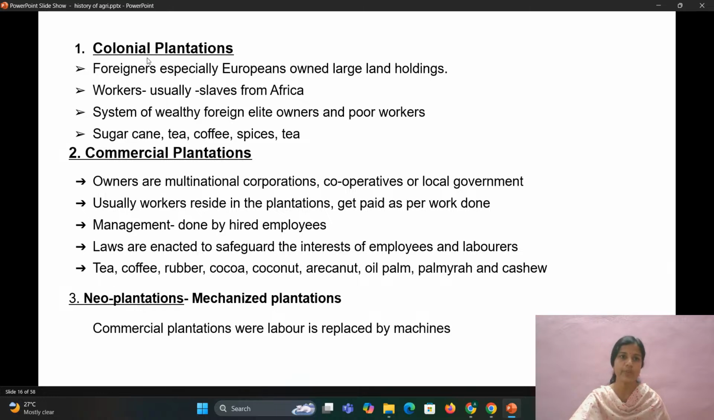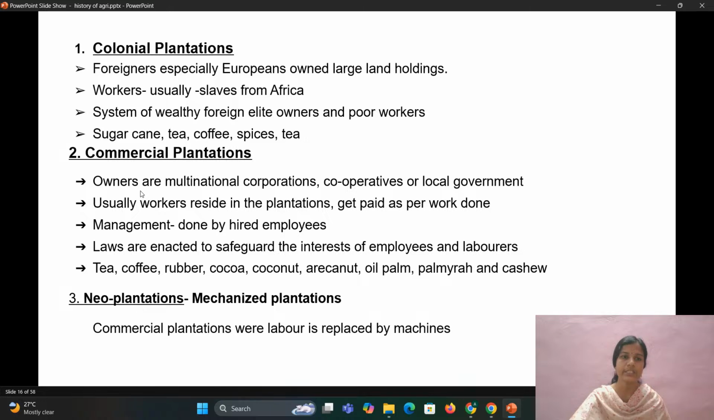So there are 3 types of plantations, that is colonial plantation, commercial plantation, and neo-plantation. Colonial plantations existed during the colonial rule. Okay. So usually the workers will be slaves from Africa, and the owners will be the foreigners, especially the Europeans. And once slavery was abolished, this type of plantation ceased to exist. And the major crops grown in colonial plantations: sugarcane was the major crop that was grown in such plantations. Then tea, coffee, spices, etc.